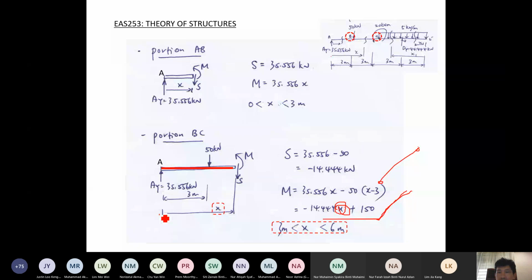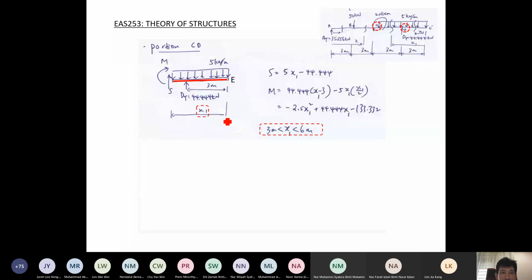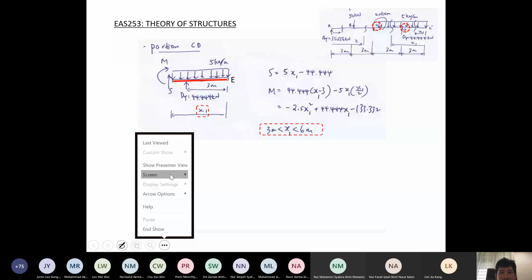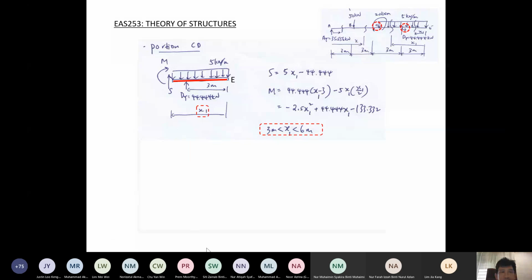Now for C to D, I use X starting from E, instead of starting from A, like portions A, B, and B, C. Okay, so now the same process, indicate the positive direction for shear and the positive direction for bending moment. So the positive direction here, because now I'm using the left hand side of the cut as the free body diagram, is going up as positive and clockwise as positive for bending moment. The X starts the origin from E now, and this is for portion CD.